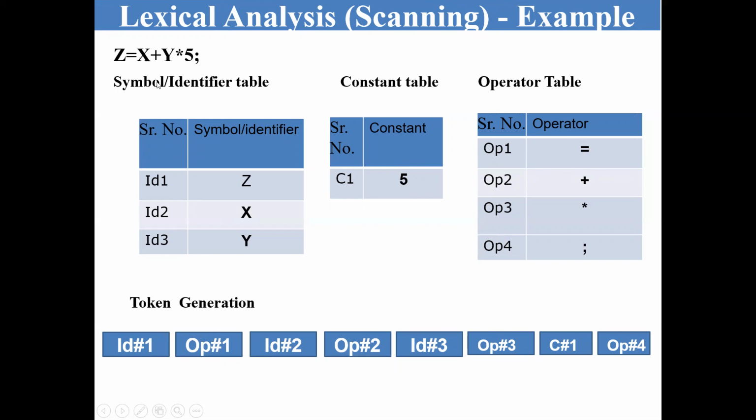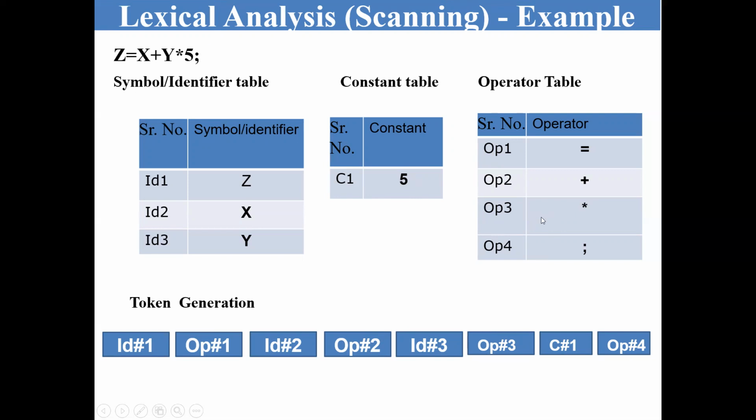Next X. That is identifier. ID hash 2. Why 2? Because number is 2. Then plus, that is operator, OP hash 2. Next is Y. Y is identifier. So ID hash 3. 3 is the number in this table. Next multiplication. Multiplication number is 3. So OP hash 3. Next is 5. 5 is a constant. So check constant table. Number is 1. So C hash 1.